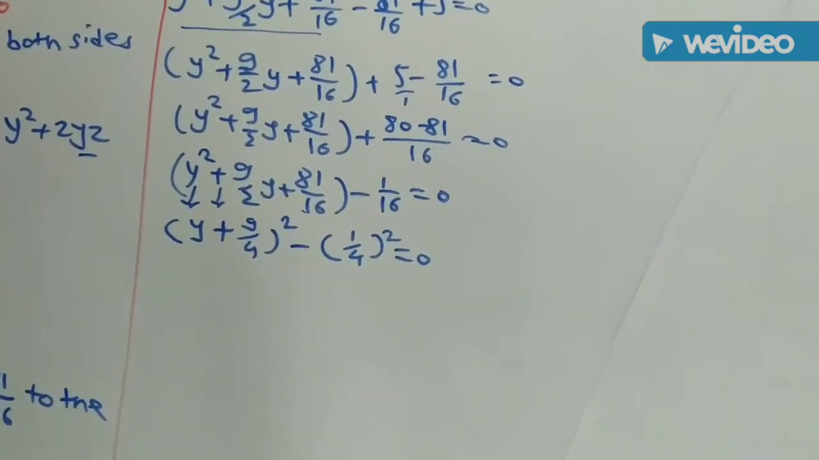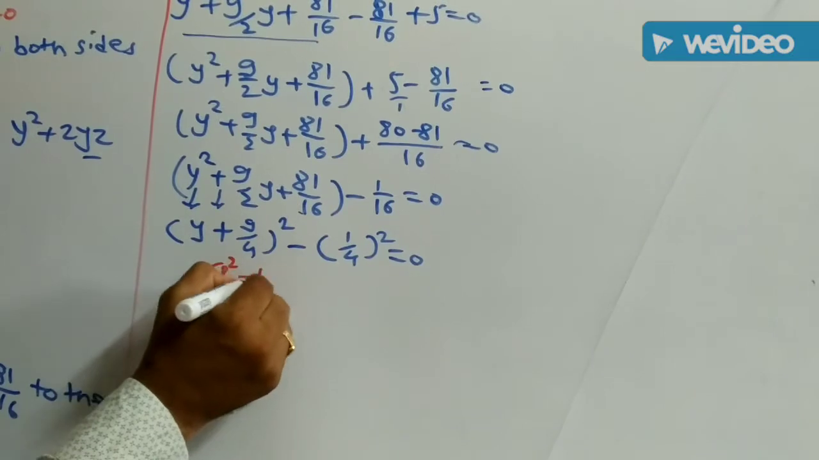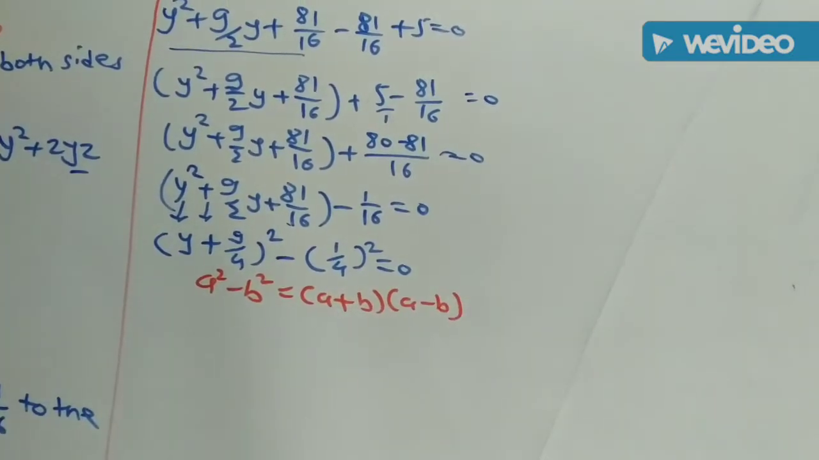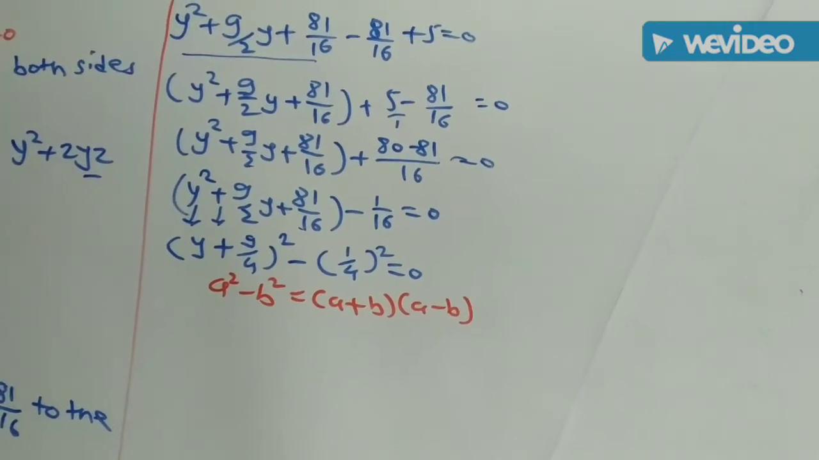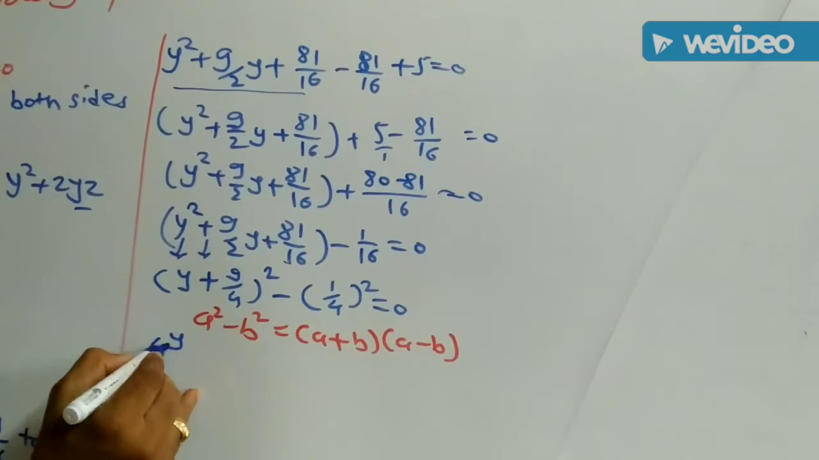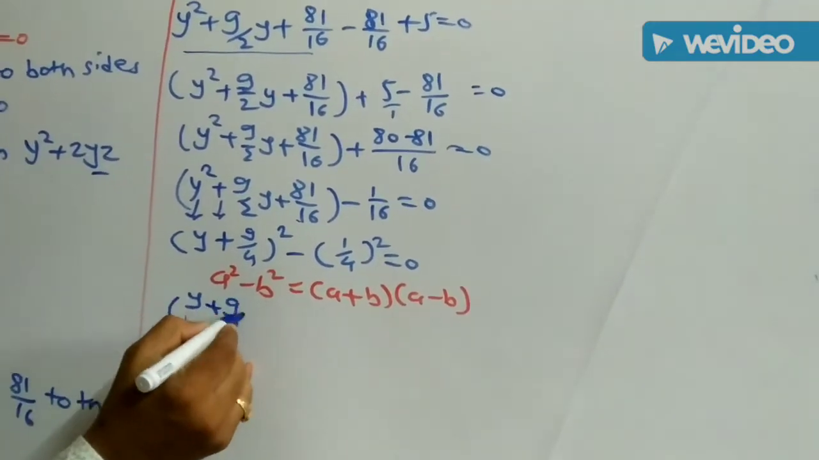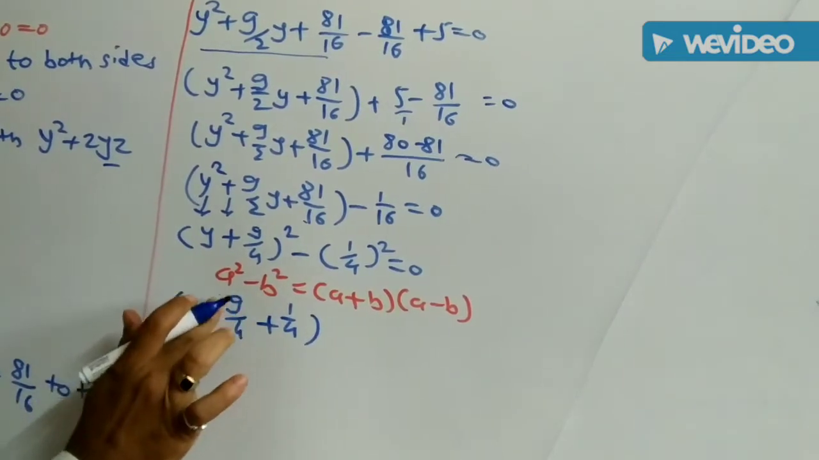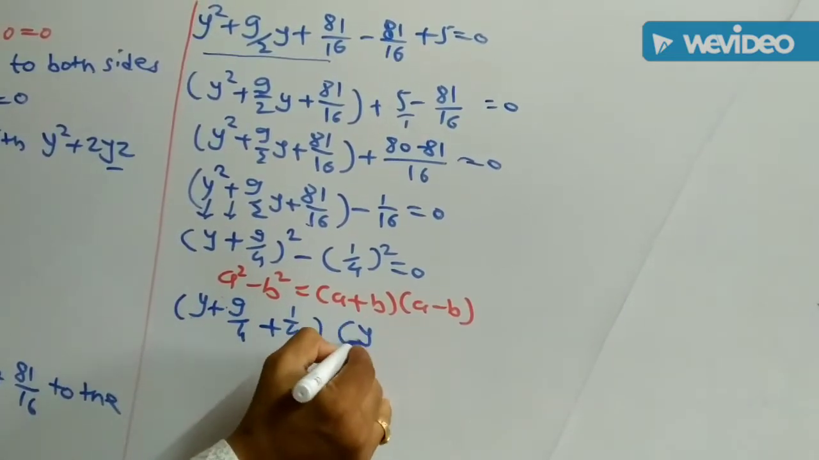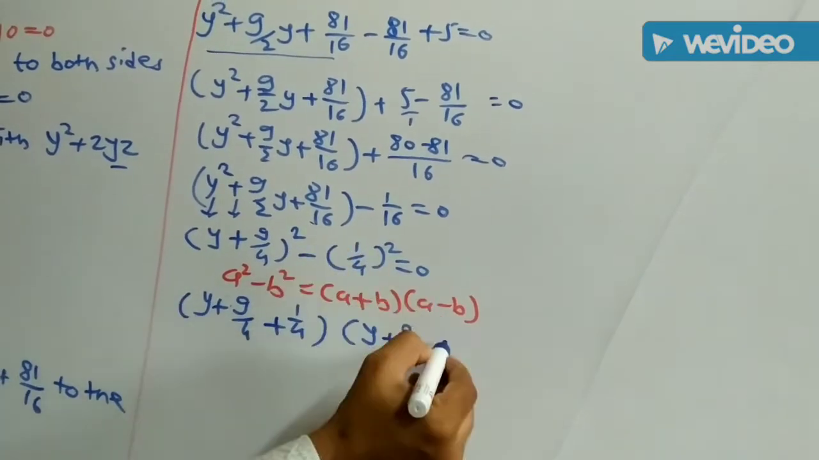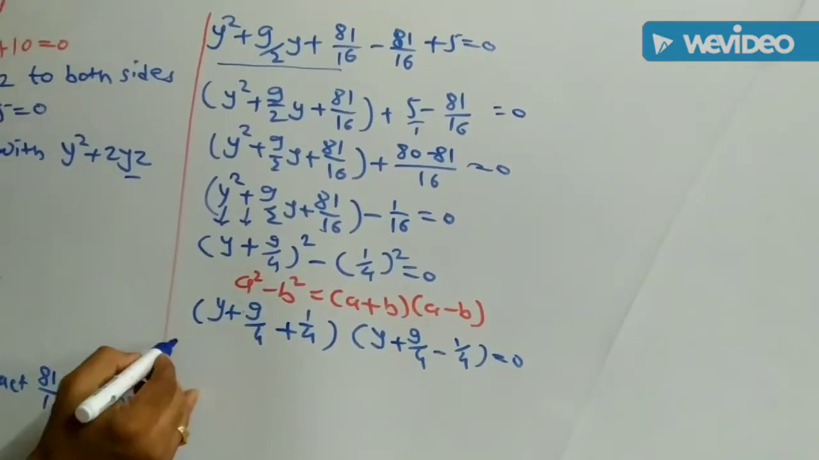Now this is in the form of a square minus b square, therefore we factorize as (a plus b)(a minus b). Instead of a, I write y plus 9 upon 4, plus b, that is 1 upon 4. Now y plus 9 upon 4 minus b, that is 1 upon 4, is equal to 0.